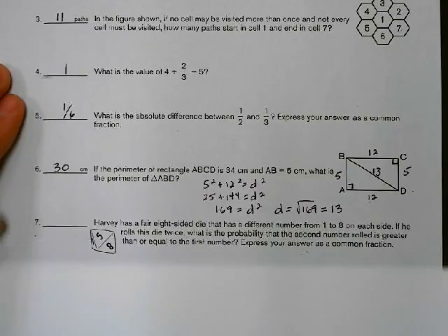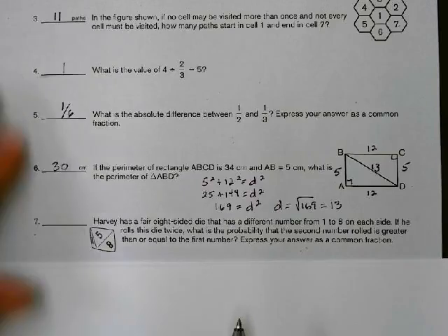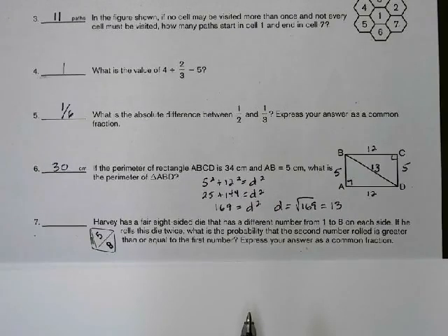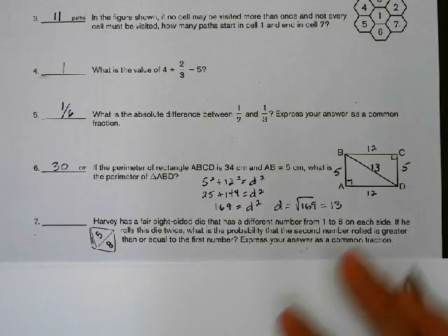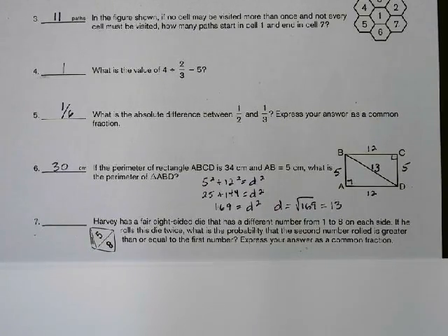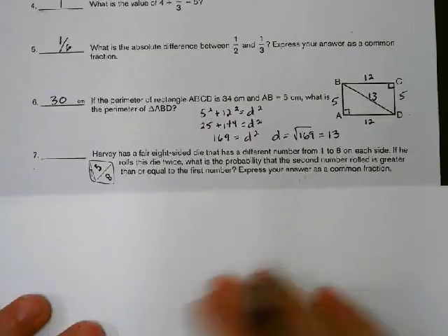Next one. Harvey has a fair 8-sided die that has different numbers from 1 to 8 on each side. Okay, so he's got an 8-sided die. He rolls it twice. What is the probability that the second number rolled is greater than or equal to the first number?